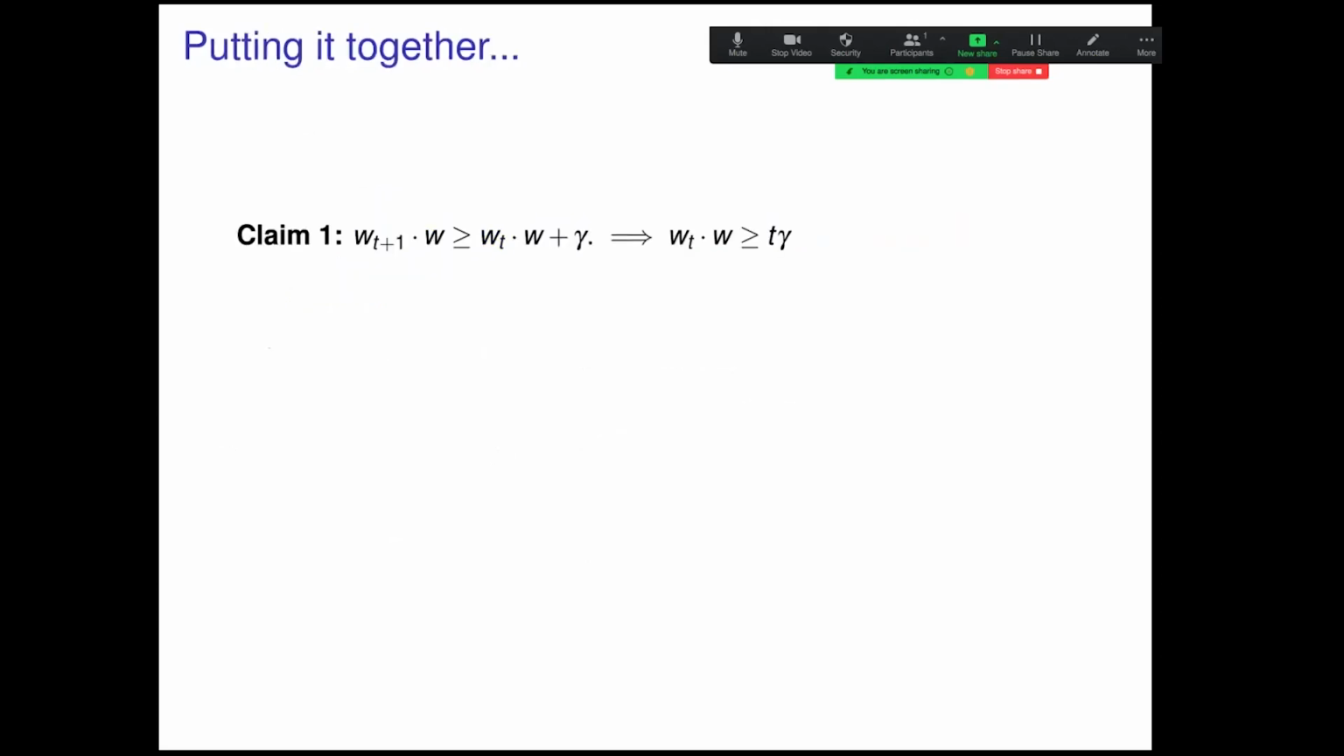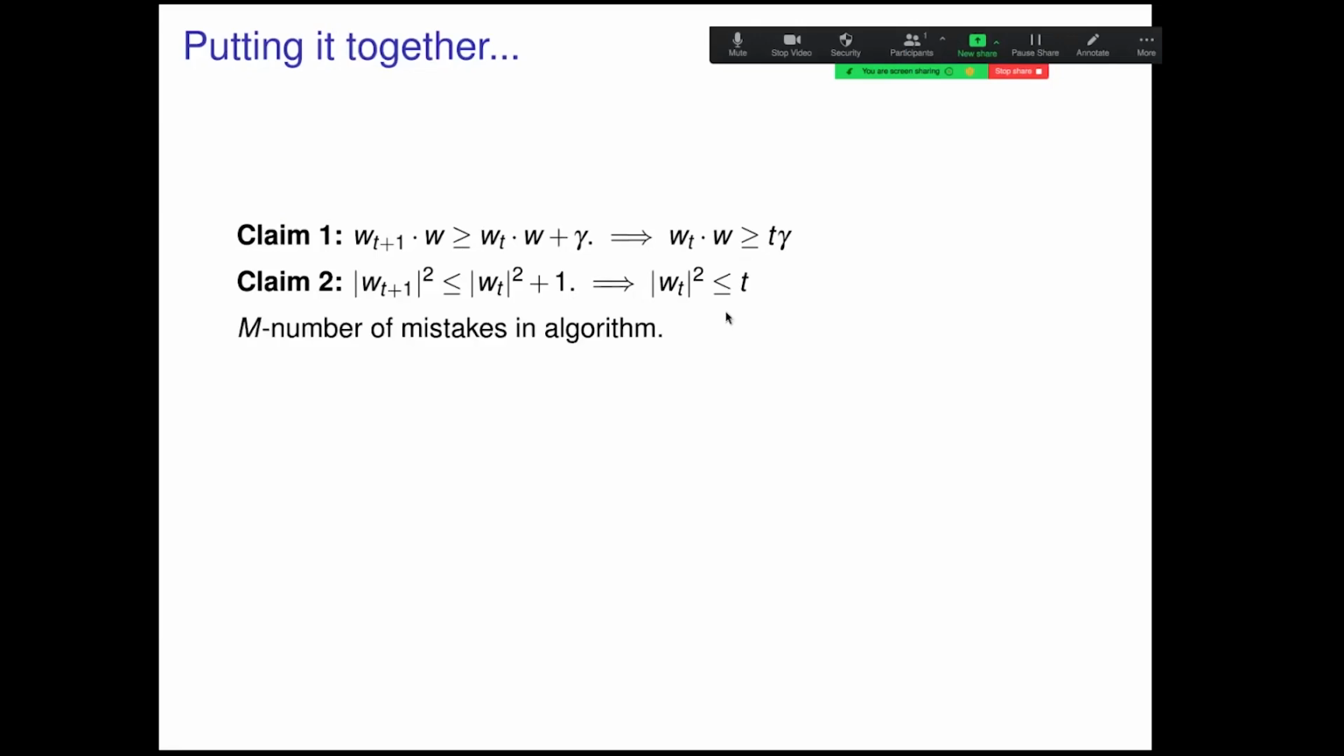Okay, so we have this one claim, which implies that, this is by induction. Wt dot W is t times gamma. Every time you make a mistake, you keep adding gamma to this dot product, right? This is induction, Wt plus 1 from Wt. This one is also by induction, right? We had this one. The total norm squared is at most t, the number of mistakes. Okay, let t equal m.